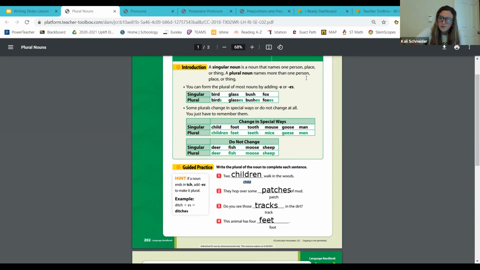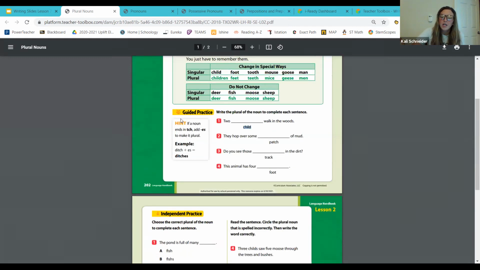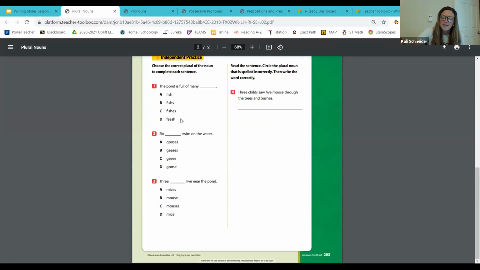I'm going to clear out this page. Let's take a look at page 203. Choose the correct plural of the noun to complete each sentence. The pond is full of many: fish, fishes, fish. Pause if you need more time. Number 2: six blank swim in the water. Gooses, geese, goose. Go back and look up on page 202 to see what makes the most sense, because sometimes we need to check our resources.